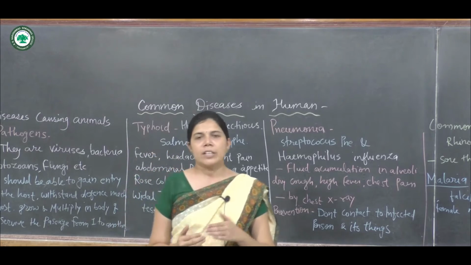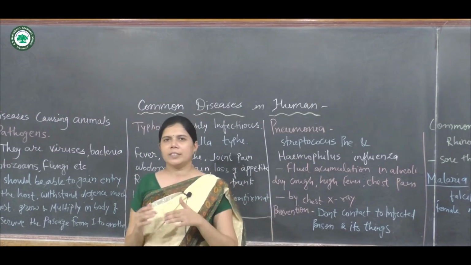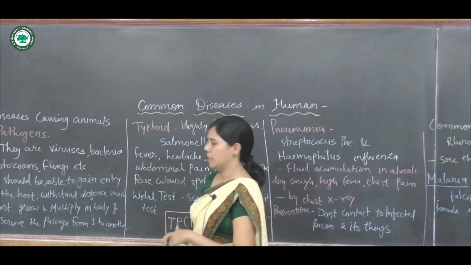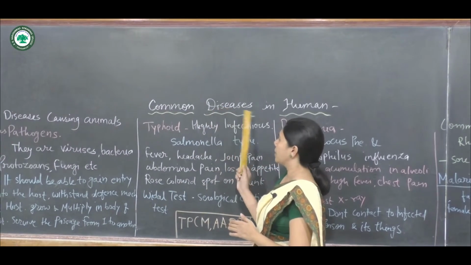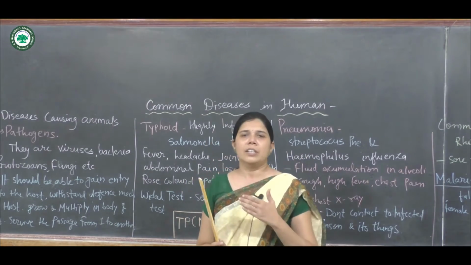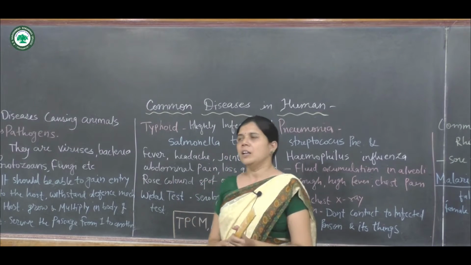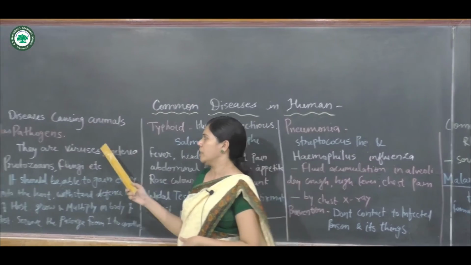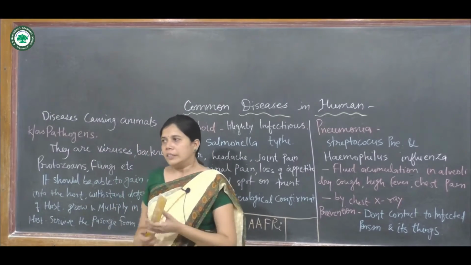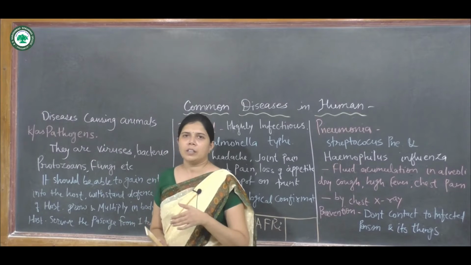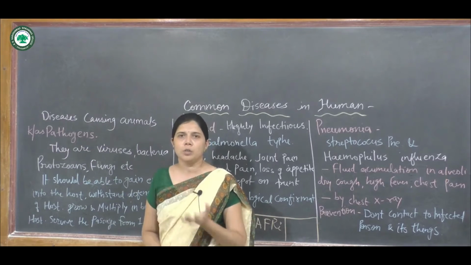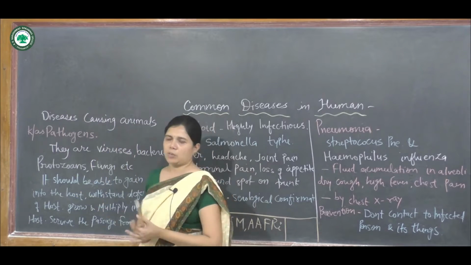So what is a disease? It's very simple, everyone knows about disease. Disease means a condition that disturbs our easy life: dis plus ease. The disease-causing agents are called pathogens. The pathogens are the ones through which the disease enters the human body.